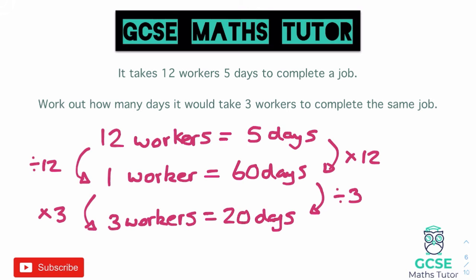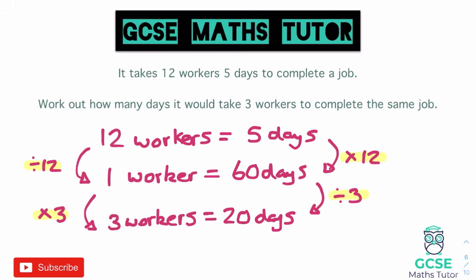So as you can see, this is quite a bit trickier than direct proportion, because as we multiplied on the left and divided by 12 to get the amount of time for 1 worker, we multiplied the amount of time by 12, which was the opposite to dividing by 12. The same when we were multiplying the workers, we then divided the amount of time. So this topic here can be found quite confusing.